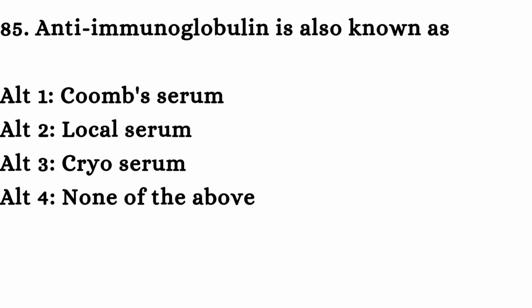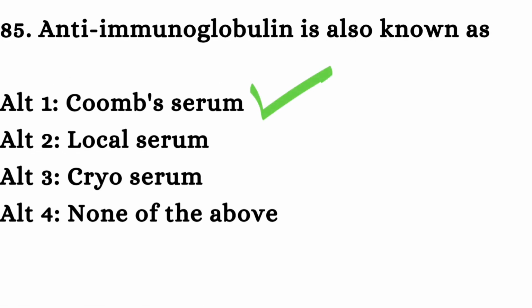Next question, question number 85. Anti-immunoglobulin is also known as option 1 Coombs serum, option 2 local serum, option 3 cryoserum, option 4 none of the above. Anti-immunoglobulin or anti-human globulin. The right answer is option 1 Coombs serum. Coombs serum is known as anti-immunoglobulin.